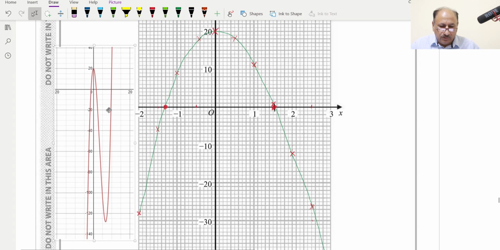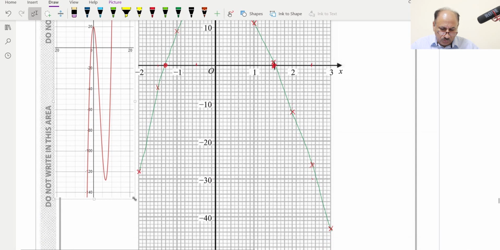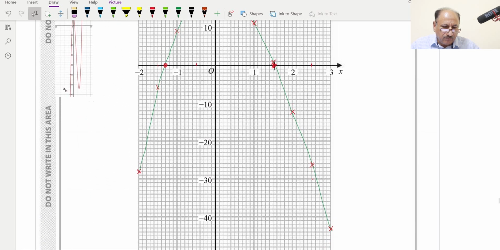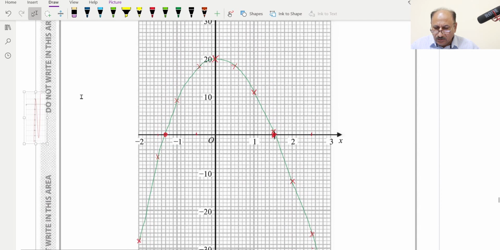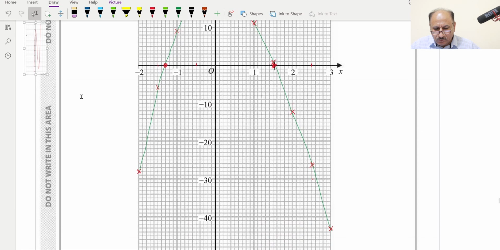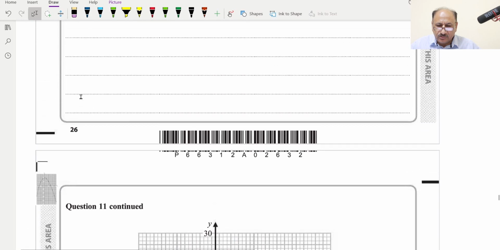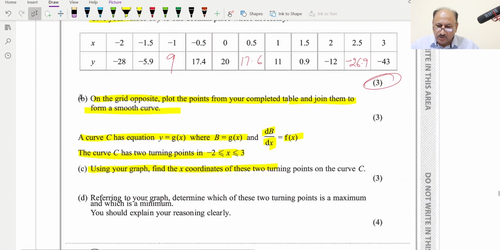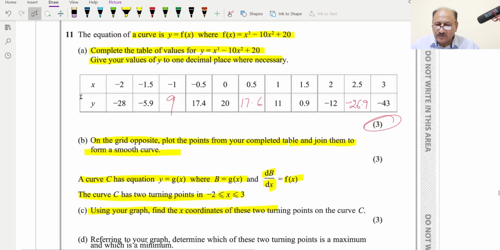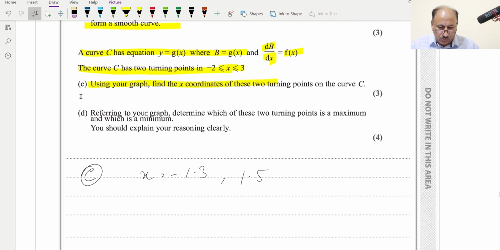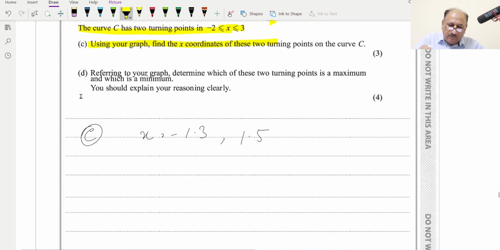So this will be the curve I have inserted for you to show that this is originally a cubic curve, for which a small portion they have provided us to draw. It looks like a quadratic graph, but originally this is a portion of a cubic graph, because the given equation is x cubed minus 10x squared plus 20. So this is originally a cubic graph. Now, referring to your graph, determine which of these two turning points is a maximum and which is the minimum.